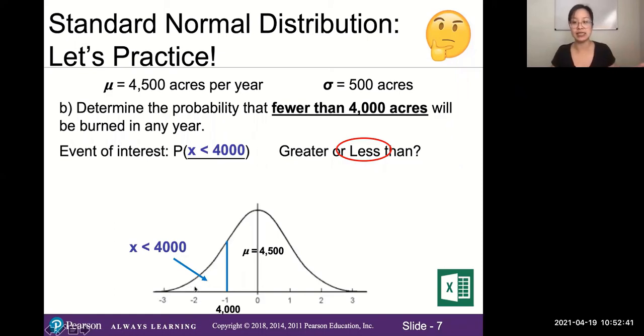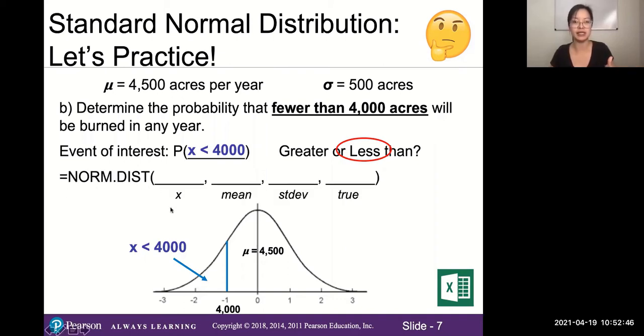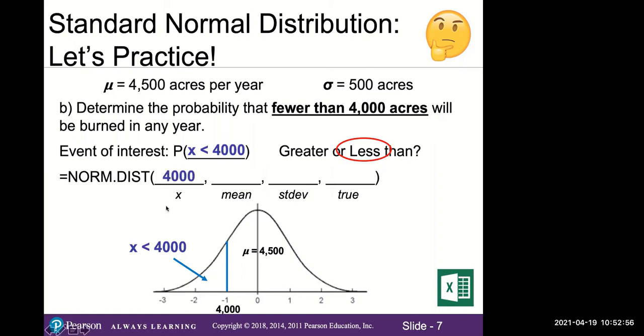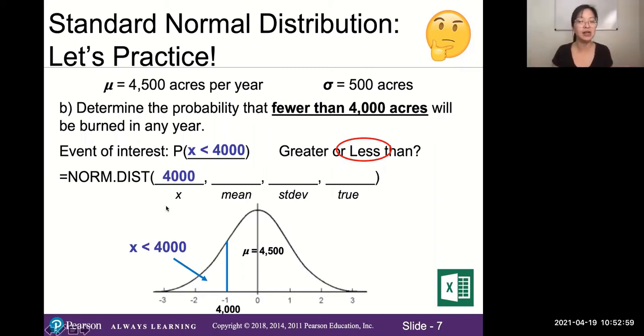Whenever we're doing a less than scenario, we just use the formula as we see it. So there's our norm.dist. What's the x I'm going to plug in that I want to convert? 4,000. Fantastic. Everything else is the same: the mean's still 4,500, the standard deviation is still 500, and it's still true. When we're working with these problems, the first thing we want to know is what kind of scenario it is, to find the appropriate Excel formula, and then what variables we're going to plug in. What's our x we're interested in solving for, and then everything else.